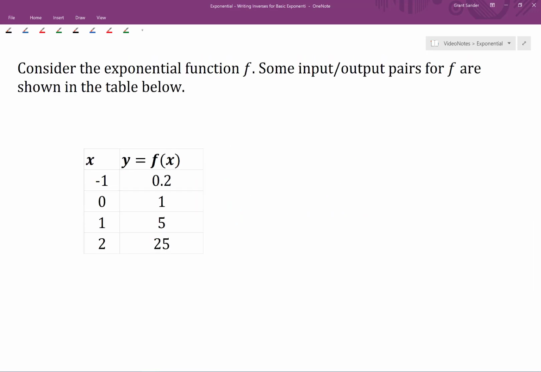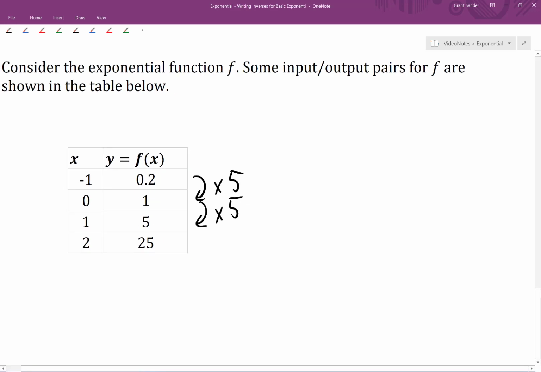Let's look at one last example. So consider the exponential function f. Some input-output pairs for f are shown in the table below. So we have x, the input to f, on the left column, and then the output in the right column. On the left column, we see that we have increments of x of 1. So x is increasing by 1 from each row. And each time x increases by 1, notice that our output becomes 5 times as large. So each time x changes by 1, y becomes 5 times as large. And therefore, we have a 1 unit growth factor of 5.